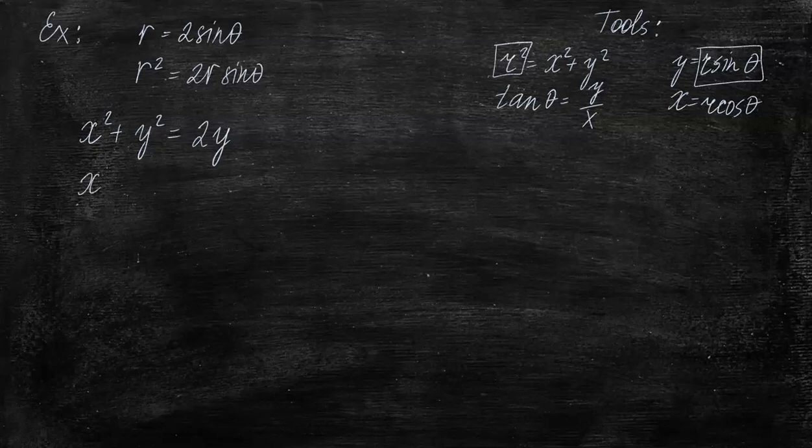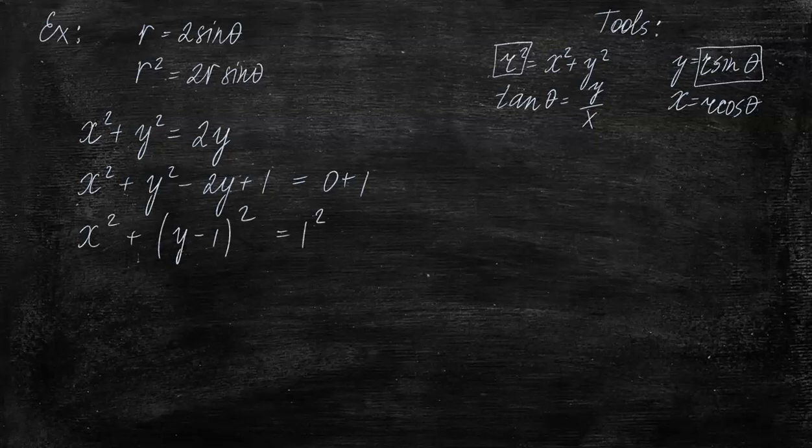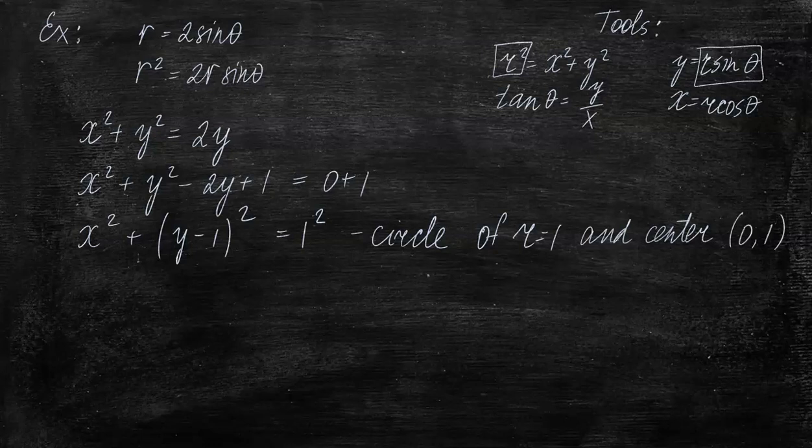Now we got rid of r and theta, and now we do a simple algebraic manipulation and complete the square by adding 1 to both sides of the equation. So we have x squared plus (y minus 1) squared equals 1 squared, and this is a circle. Again, we have more intuition in the Cartesian coordinate system, so we do believe that this is a circle with radius 1, and the center of this circle is at (0, 1).